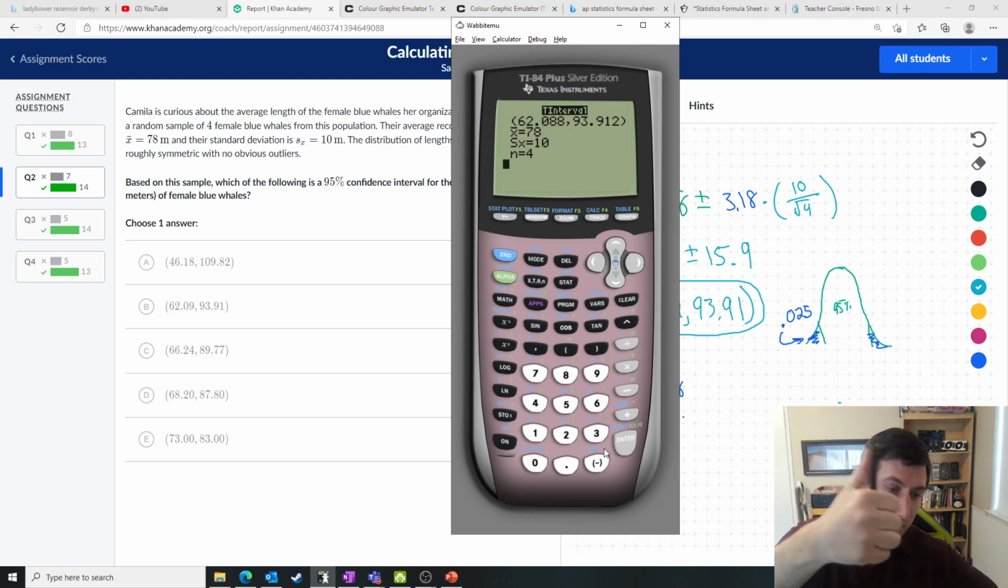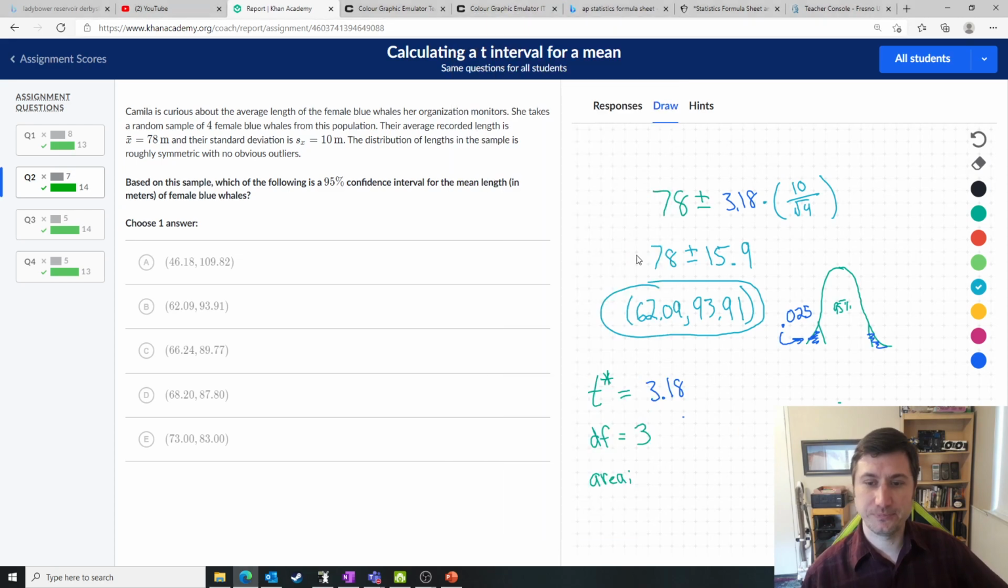Cool, cool. Yep, you can always use the calculator, all right? There's no, you have to do this by hand, really, I don't think. You can always use the calculator.